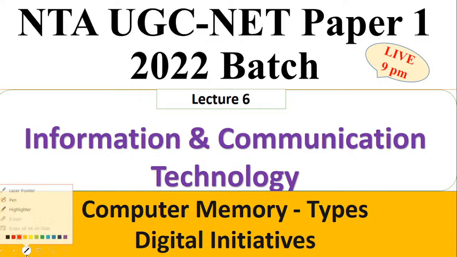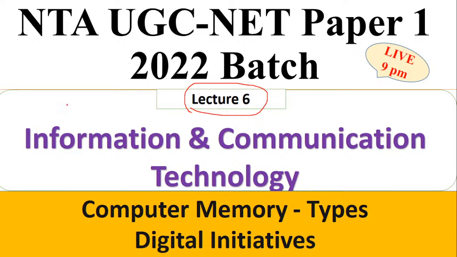I hope everything is clearly audible and visible. So we are with our unit, that is Information and Communication Technology. This is lecture 6. All the lecture links are provided in the description box. You can check them very well with the name of the topics as well as with the name of the links for the lecture. And today we are going to see some detailed description about computer memory and its types, and we are going to talk about certain digital initiatives which we started yesterday.